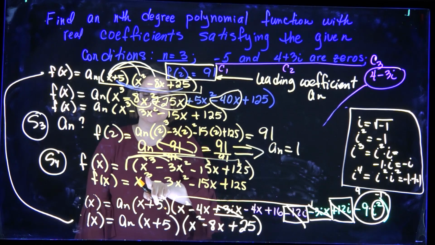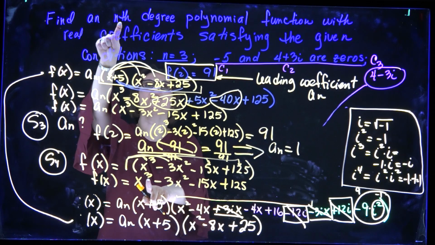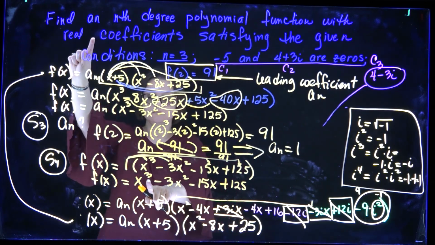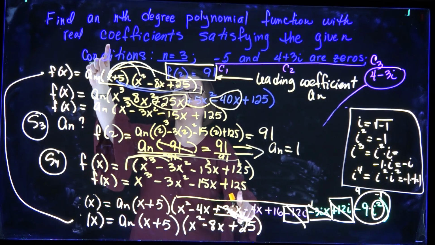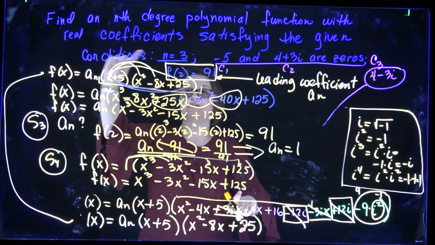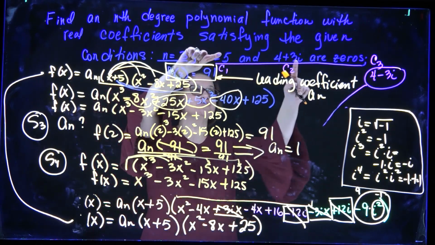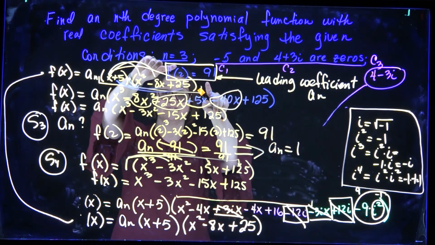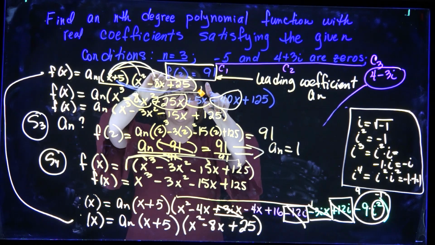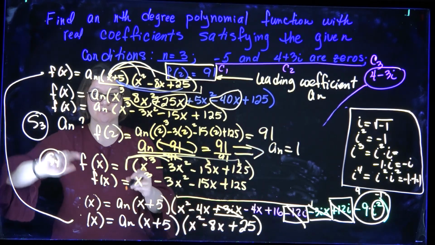And if you look very carefully, you have built an nth degree polynomial function with real coefficients. 1, -3, -15, those are real coefficients. You have a real constant satisfying the given conditions. n is 3, highest power is 3, it's a cubic. We used all of these zeros to build the function, and we utilized the idea of this point. This is a point on the graph. x is 2 and the y coordinate is 91. We used this particular condition to find our leading coefficient.